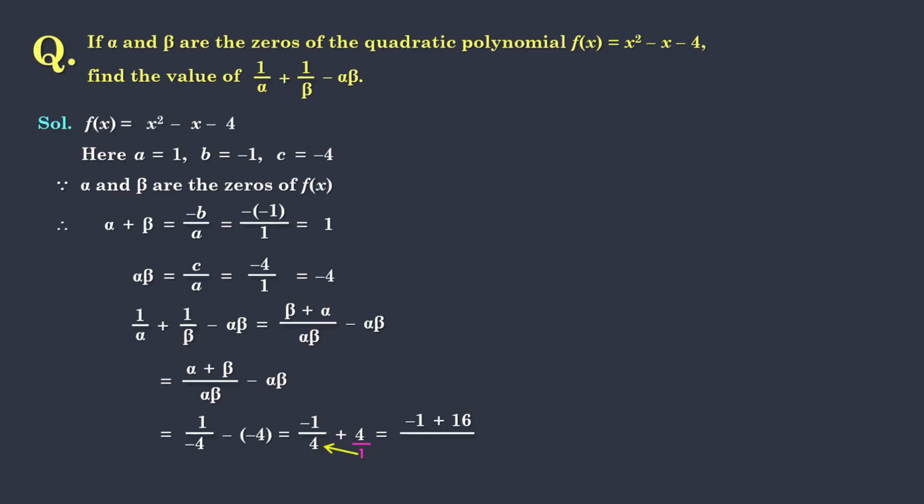Converting 4 into quarters gives 16/4. Now subtract 1/4 from 16/4. The result is 15/4. Therefore, the final value is 15/4.